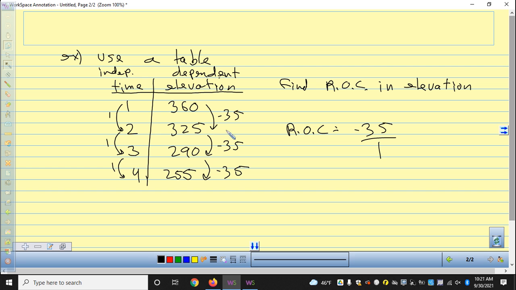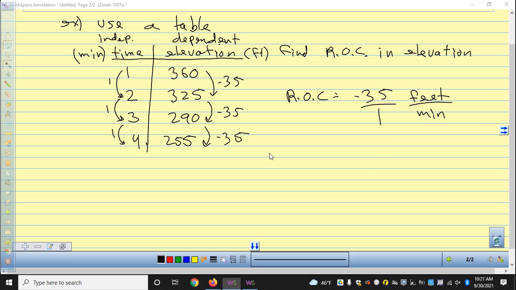Just like we found the slope. And we would say this is negative 35, whatever our units are, let's say feet per minute. Let's say this is in feet, and this is our time in minutes. So the rate of change is negative 35 feet per minute. Our balloon is sinking at 35 feet per minute. And this is exactly like slope.